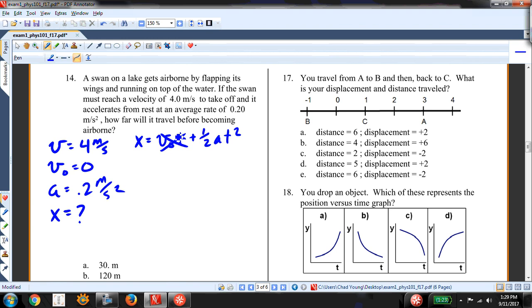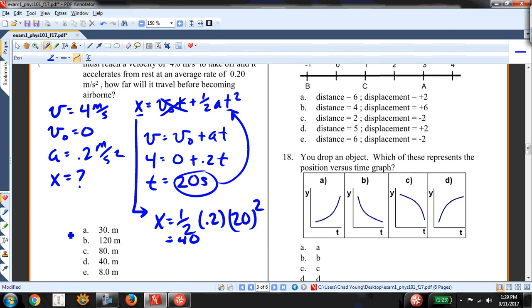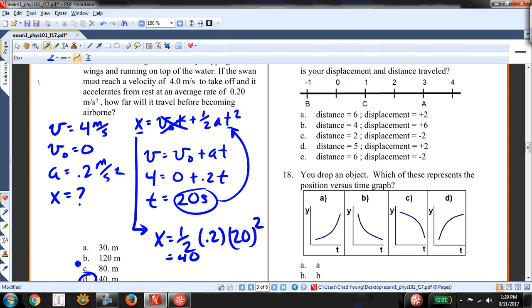This goes away because v0 is equal to 0. But I don't know t, so I need to figure out t because I don't know x and I don't know t. So let's look at our second kinematics equation. That's 4 equals 0 plus 0.2 times t. 4 divided by 0.2, that's 20 seconds. And then I take this and I plug it in up here, and that gives me x equals 1/2 of 0.2 times 20 squared. That's 0.1 times 400. That's 40 meters. So D is number 14.